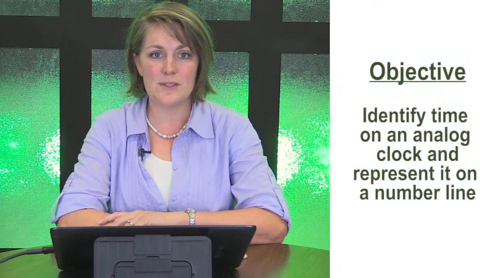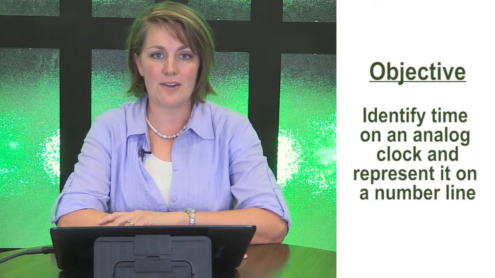In this lesson, students will be able to identify time on an analog clock to the hour, half hour, and quarter hour and represent it on a number line. Students have worked with telling time since the first grade, and by the end of second grade, students are able to tell time to the nearest 5 minutes on an analog clock. So telling time to the hour, half hour, and quarter hour on the clock should be a review.